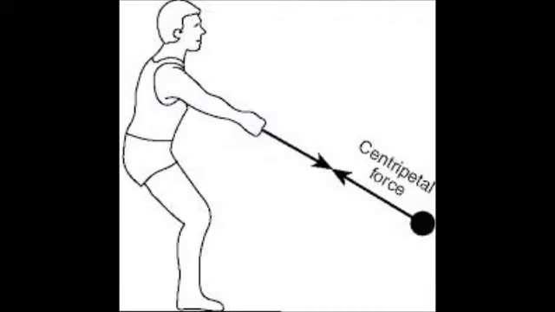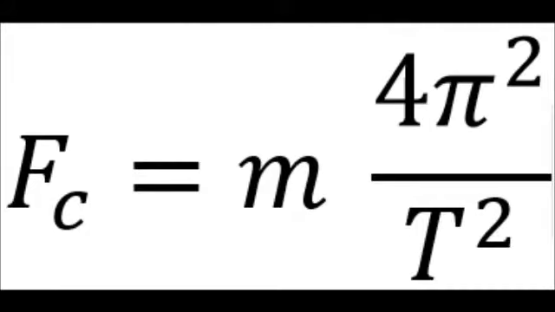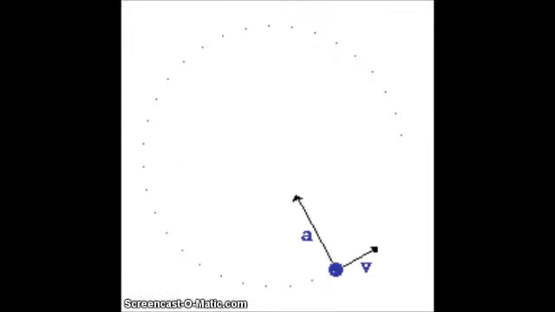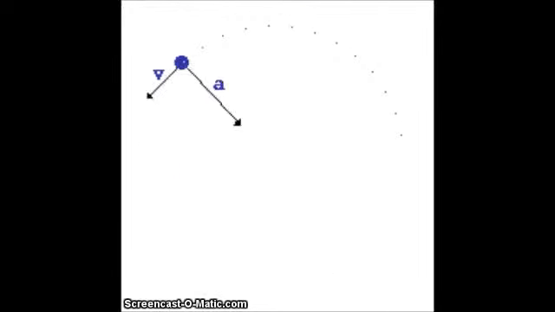Now let's focus on just the centripetal force. The formula for the centripetal force is equal to the mass times 4 pi squared divided by the period, the time taken to complete a full revolution, squared. The diagram of UCM is considered a projectile graph. Recall that most projectile graphs have a certain direction of acceleration as well as a direction of velocity. As described before, the direction of acceleration is toward the center, the same as the direction of force. The direction of velocity is at a right angle to the acceleration. See how the velocity line only touches the circle at one point.